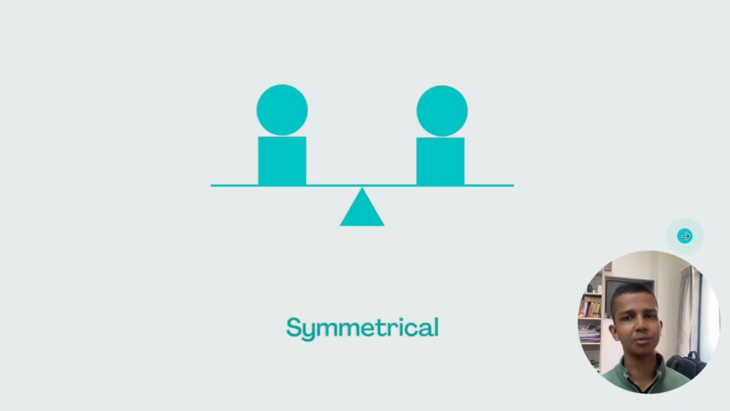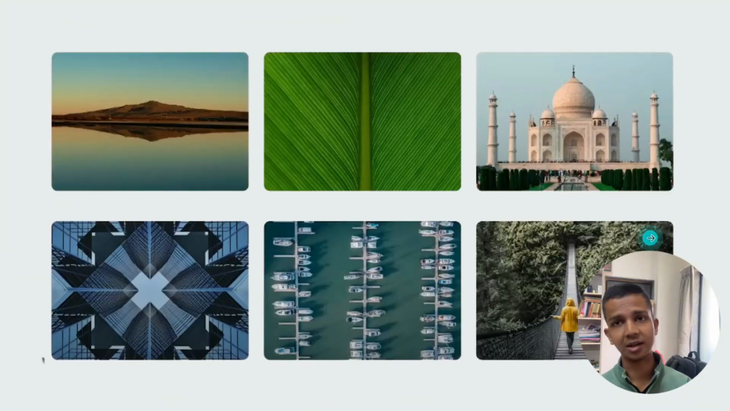There are 2 types of balance. One is symmetrical balance. Let's see some examples. Symmetrical balance is when everything is well structured, everything is at the center, everything is perfectly aligned, and that is symmetrical balance. You can see everything is centered and perfectly structured.